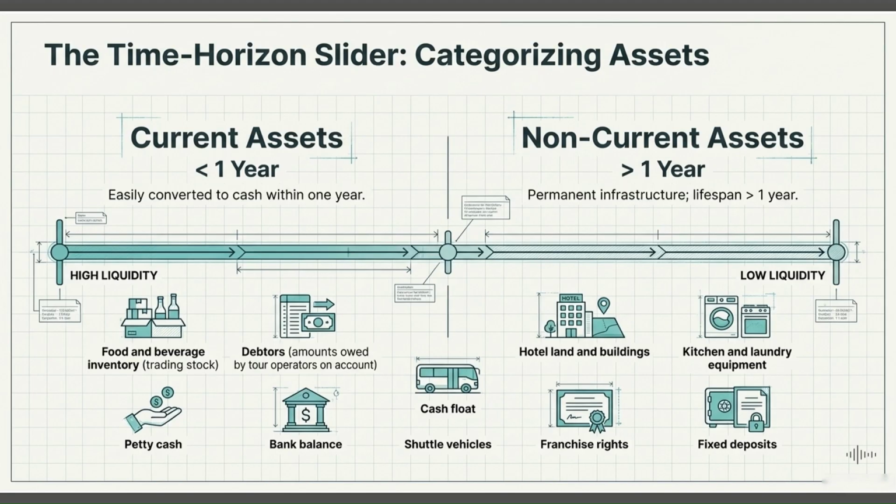A lender wants to know whether your current assets can cover your current liabilities, whether the cash coming in over the next 12 months will meet the obligations falling due in the same 12 months. A hotel can be rich in buildings and still fail to pay its staff. Sorting by time horizon makes that visible. Let us now test the principle.